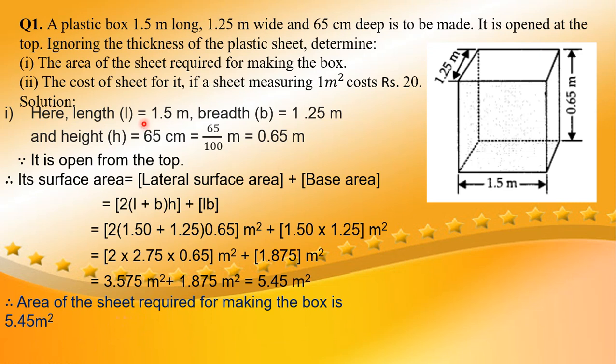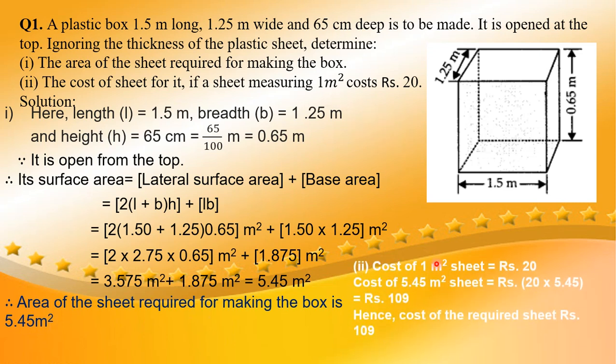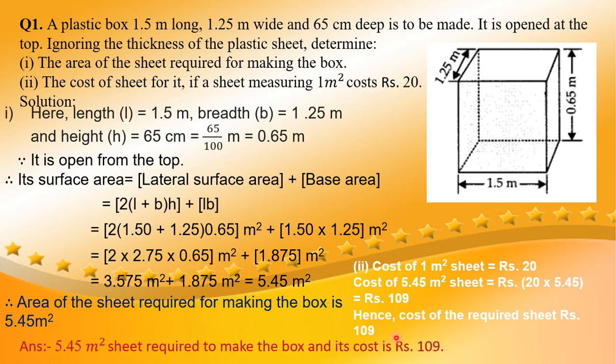Now the second point: we have to find the cost of the sheet required to make the box. What will be the cost for this much sheet? Given here, 1 meter square costs rupees 20. So this 20 is multiplied by the required area of the sheet. 20 into 5.45 gives 109. So we can say the cost of the required sheet is rupees 109.